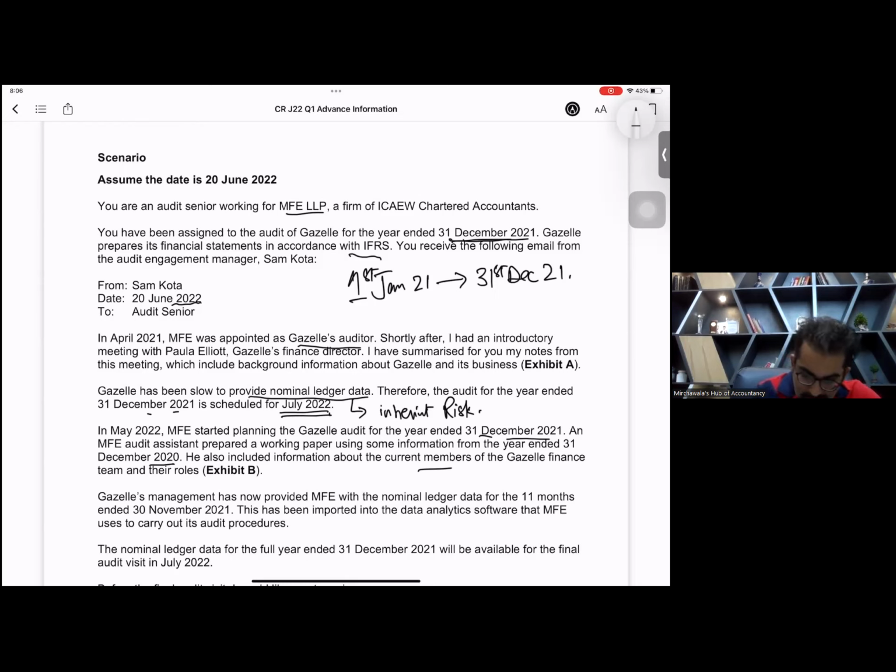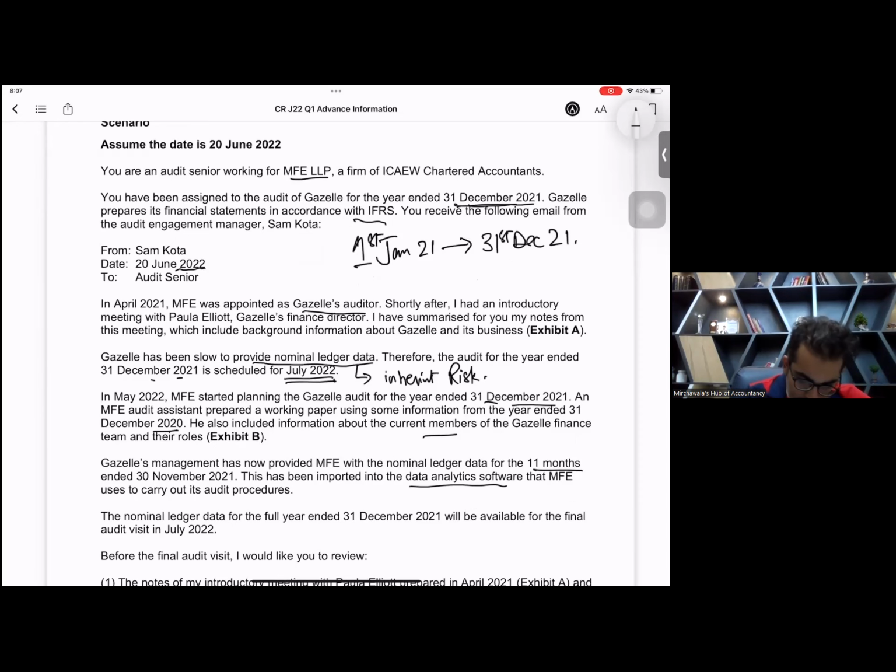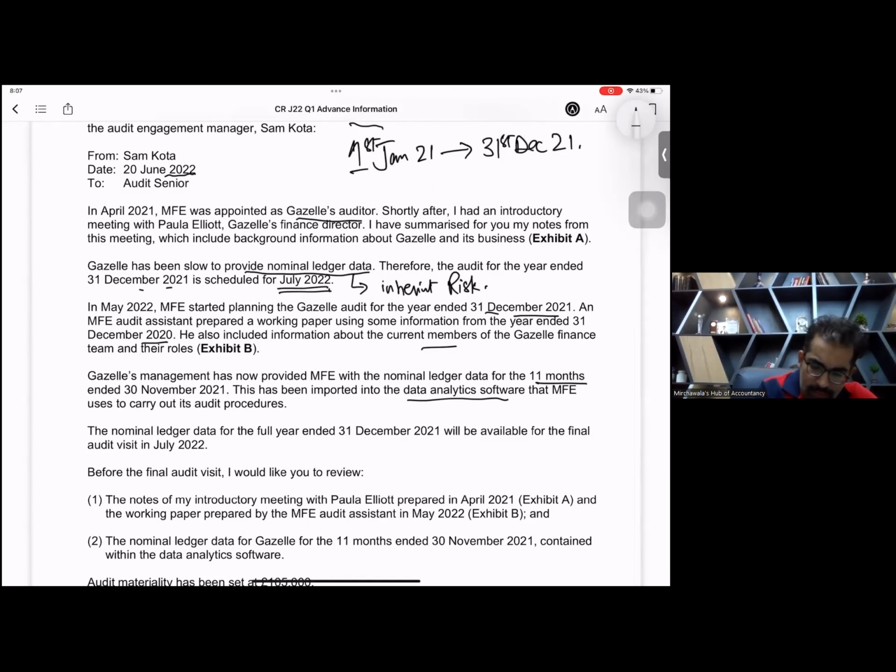Gazelle management has now provided MFE with the nominal ledger data for 11 months. See, I told you in the advance information, you get the first 11 months data. This has been imported in the data analytics software. Yes, this is inside your software as well. Now, the nominal ledger data for the full year will be available for the final audit visit in July 2022. Yes, that will be given to you in your examination room. The 12-month data and the complete data set you will get in the examination room.